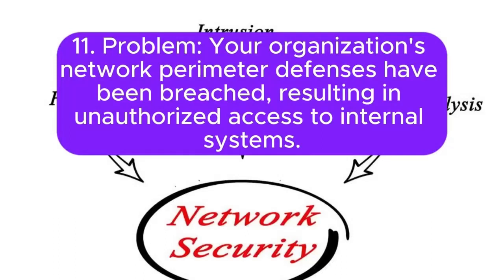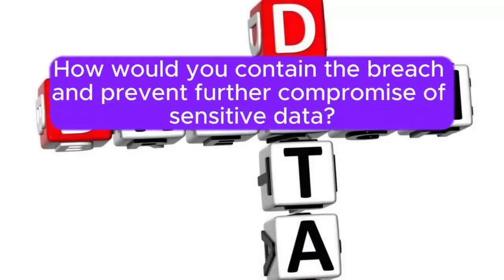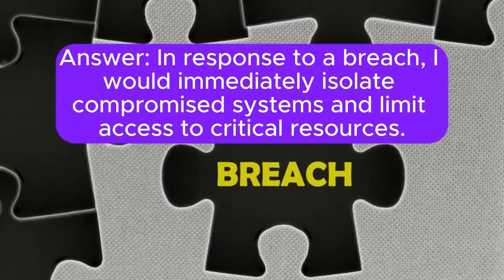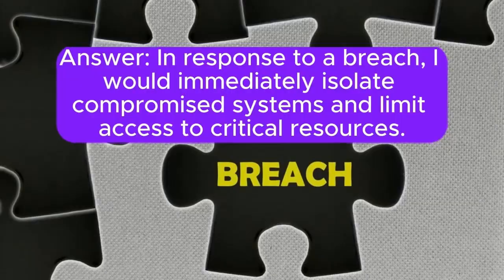11. Problem: your organization's network perimeter defenses have been breached, resulting in unauthorized access to internal systems. How would you contain the breach and prevent further compromise of sensitive data? Answer: in response to a breach, I would immediately isolate compromised systems and limit access to critical resources.